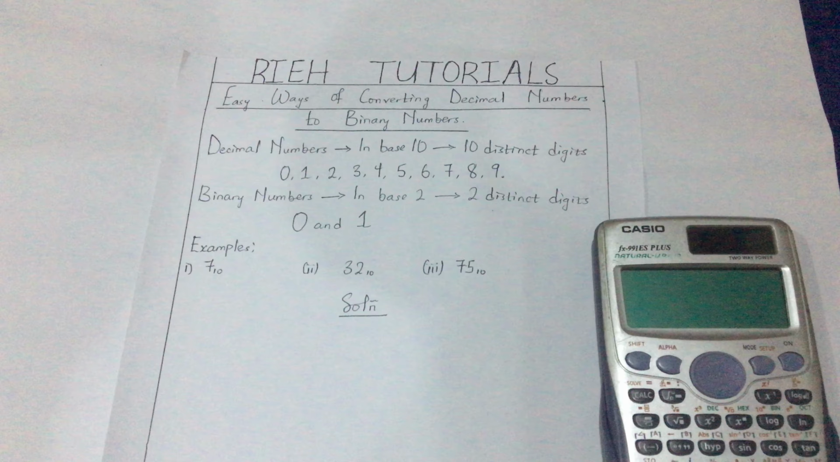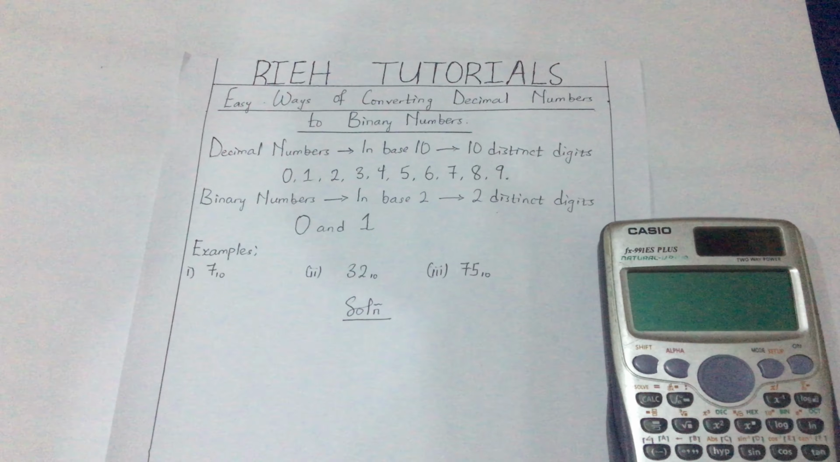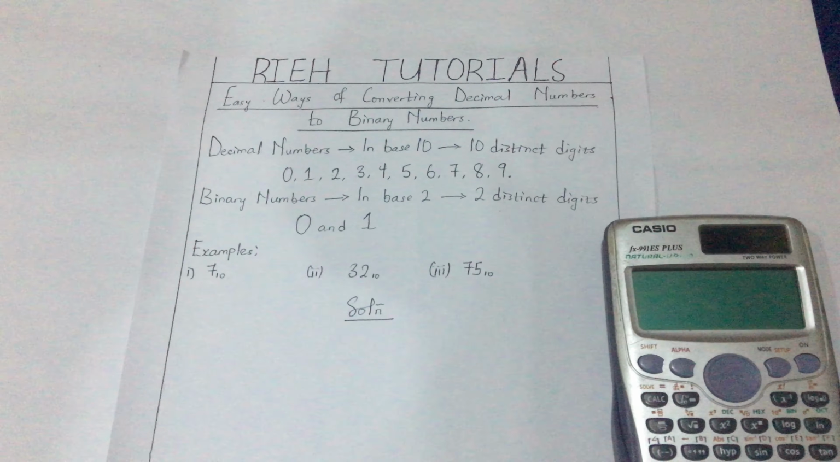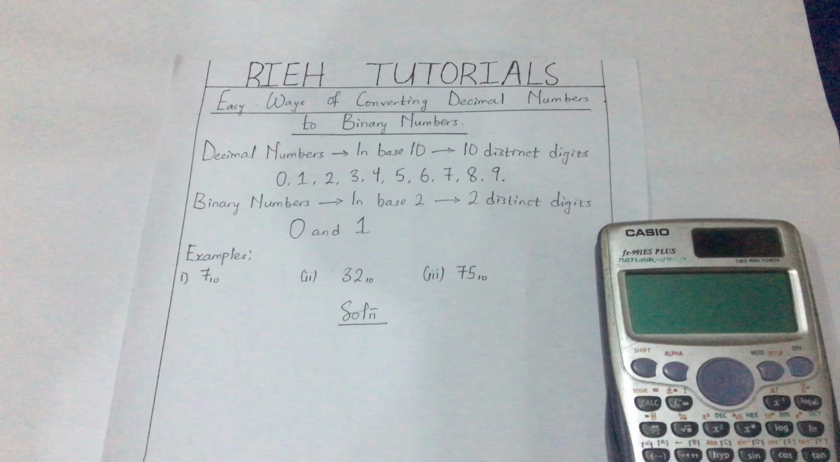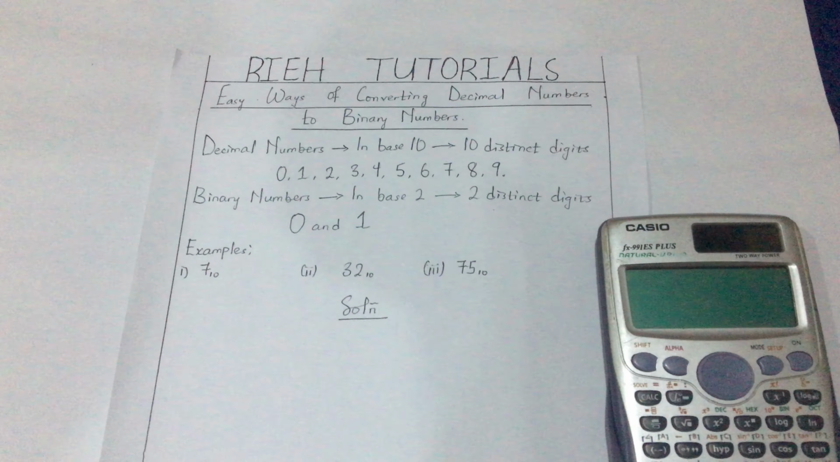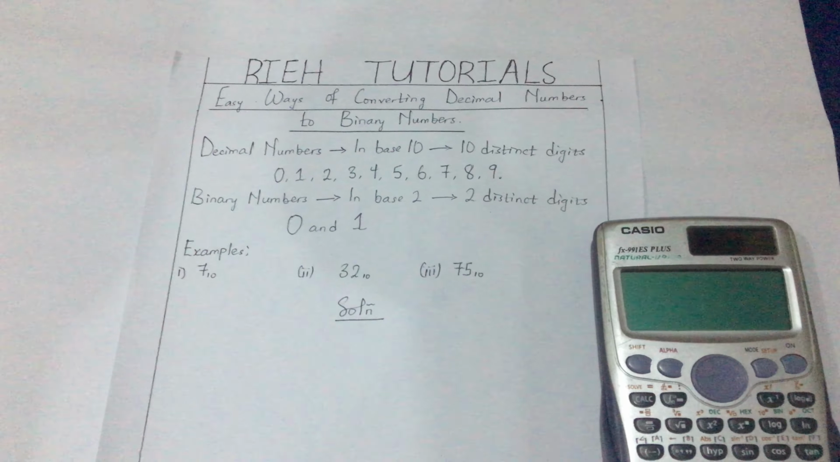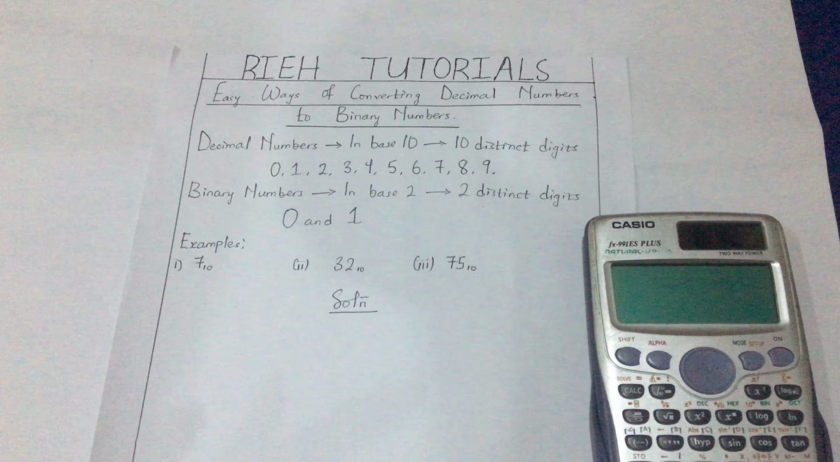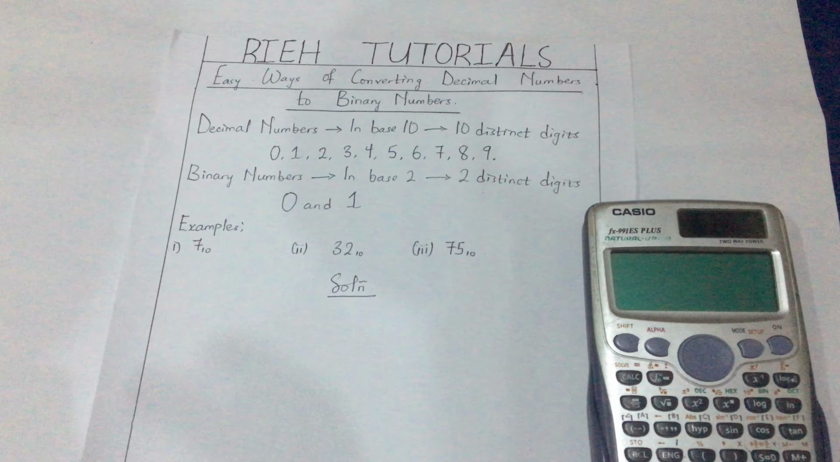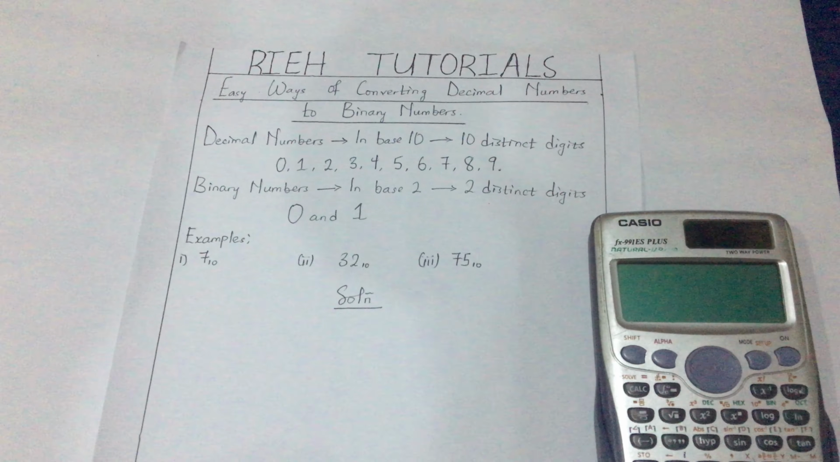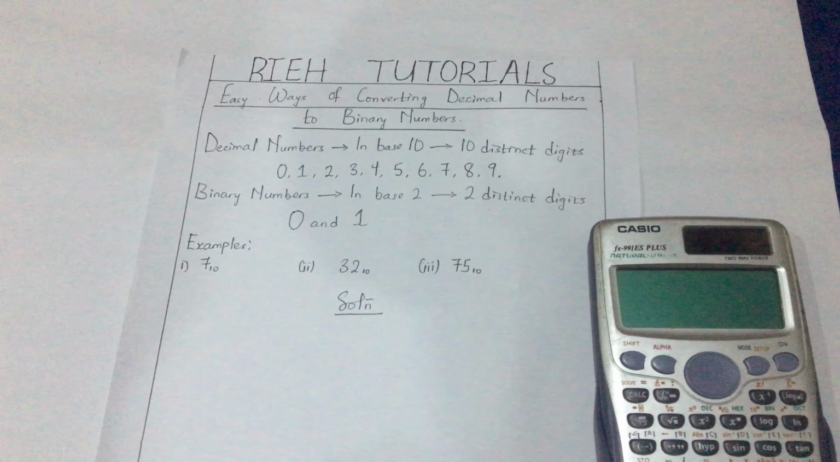So we'll be taking examples of decimal numbers and converting them to their binary form. Take note, every decimal number can be represented in its binary form and vice versa. So we'll be taking 7 base 10, 32 base 10, 75 base 10. Let's proceed and see how we can make our conversion easy.